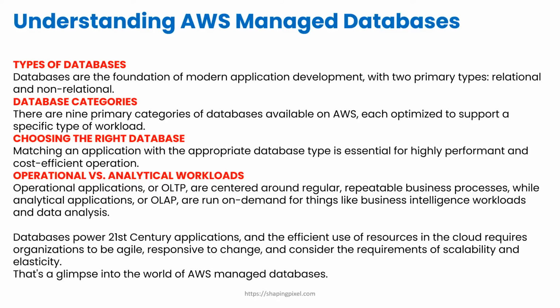Operational applications, or OLTP, are centered around regular, repeatable business processes, while analytical applications, or OLAP, are run on demand for things like business intelligence workloads and data analysis. Databases power 21st century applications, and the efficient use of resources in the cloud requires organizations to be agile, responsive to change, and to consider the requirements of scalability and elasticity. That's a glimpse into the world of AWS managed databases.